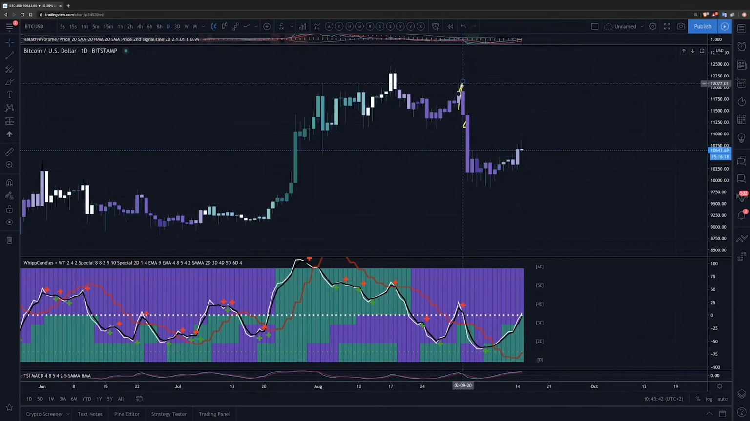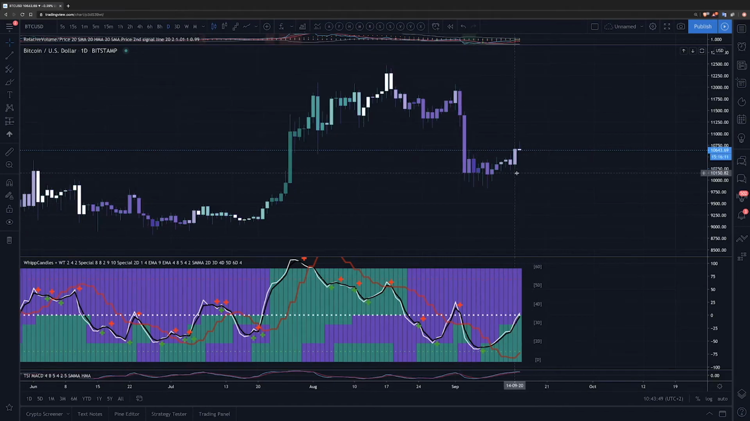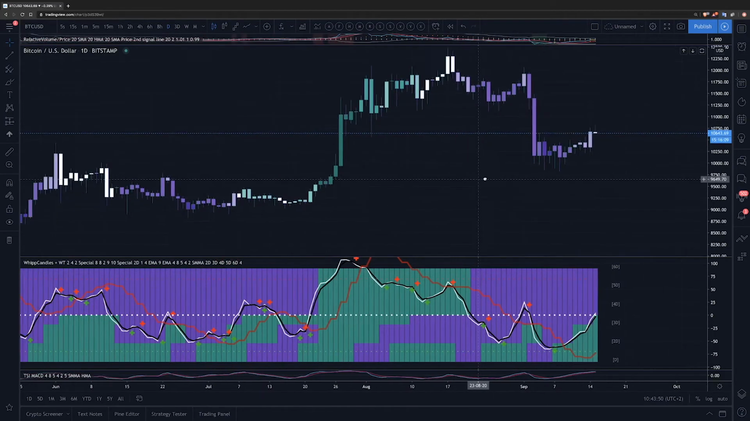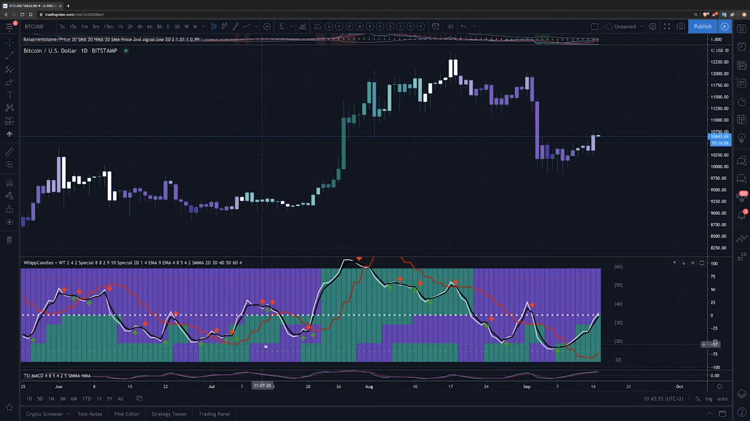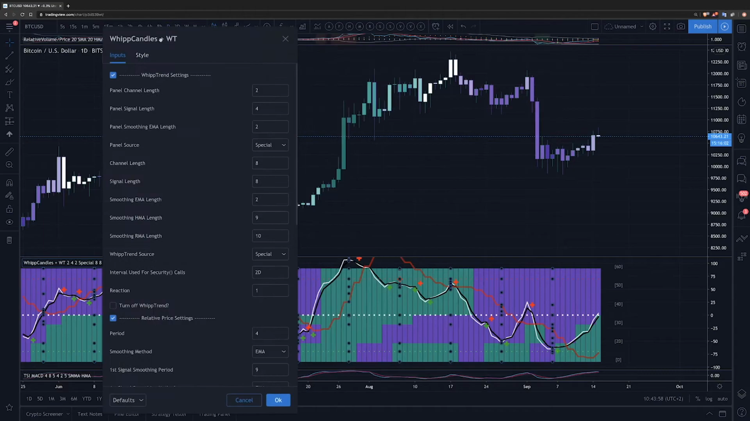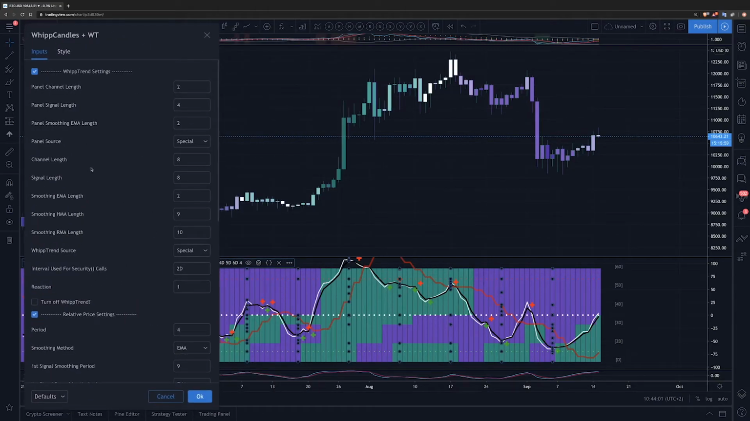So let's get rid of these trend lines as well. Okay, so do you need to tweak your indicator? At the moment we have whip candles, and we have the overlay of whip trend, which is on 882. Those are the ones we really need to focus on, because those are all we've got on the chart. We have the channel length and signal length, which calculates the white line, and then we have the smoothing length of 2, an EMA of 2, which is the black line.